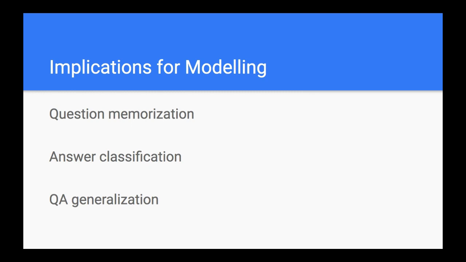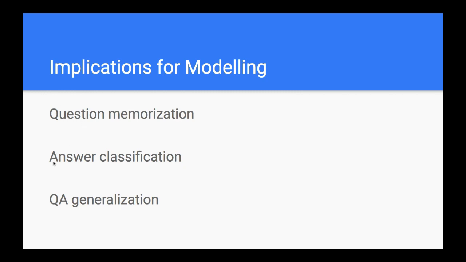So the implications for modeling: there are three different levels of modeling difficulty. The first one is very straightforward. If the question shows up in both the training and test data, then it's supposed to be the easiest one to answer. So it's kind of question-answer pair memorization. If the model sees this question and answer at training time, then it's supposed to answer correctly at test time, right? So this is the easiest way, just memorization.